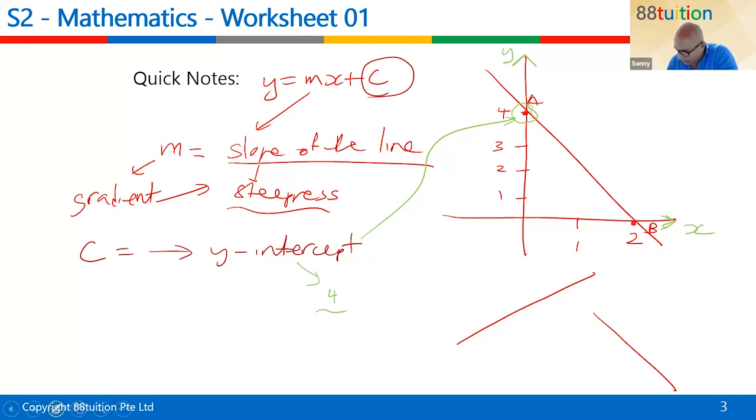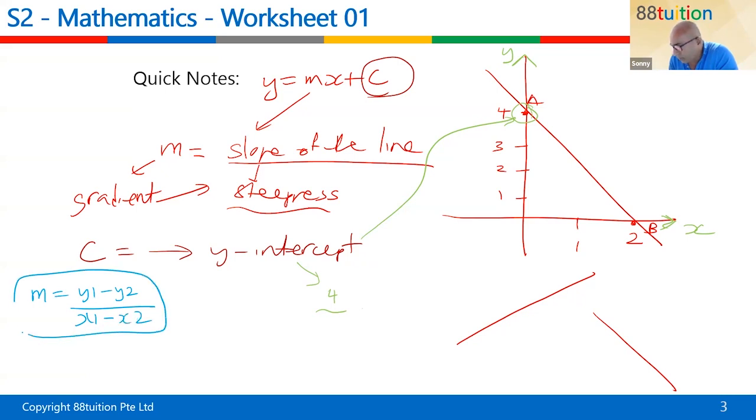But how do you calculate it? I'm going to use blue, all right? Okay, there's a formula for gradient: M equals y1 minus y2 divided by x1 minus x2. This is the formula to find gradient, okay? You can take this down, all right? Later I'll give you the coordinates. You need the coordinates, and I'll give you the coordinates of A and B, so you'll be good.